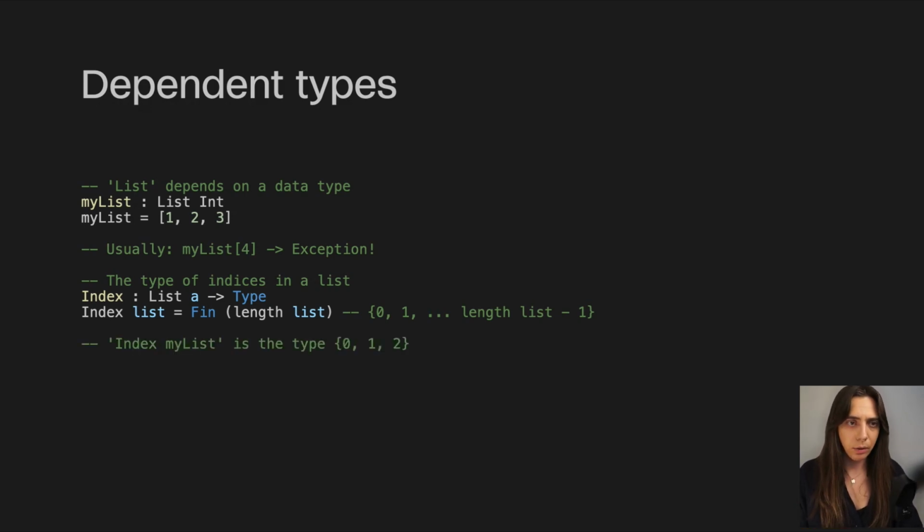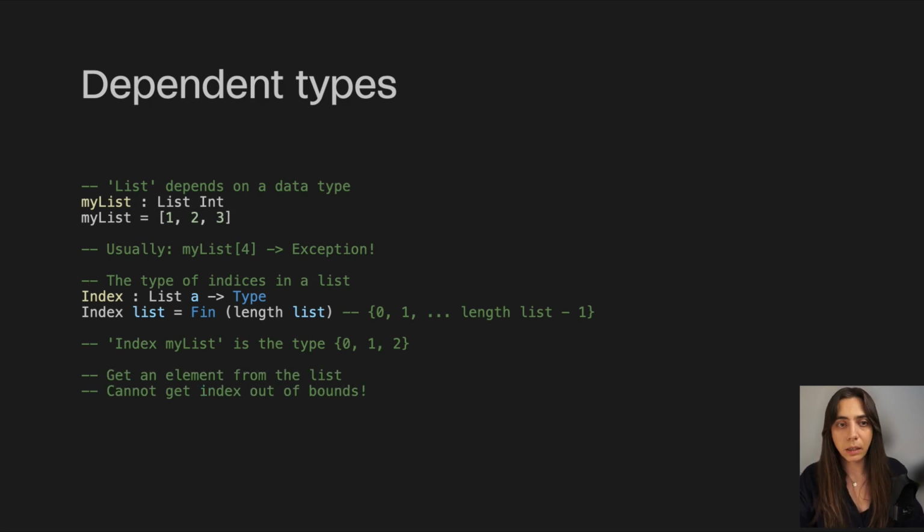So for instance, if I plug in my list that I defined there, I get that the index of my list is the type 0, 1, 2, which contains the three elements 0, 1, and 2. And this means that we can get an element from a list safely, and we cannot get an index out of bounds error. It's safe at compile time. So we can define a safe get, which takes a list and an index of that list.